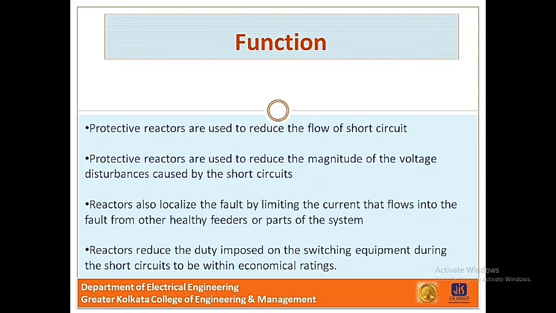So you have an idea about what the functions of current limiting reactors are. Current limiting reactors reduce the flow of short circuit current, reduce the magnitude of the voltage disturbances caused by short circuits, limit the current that flows into a fault from other healthy feeders or parts of the system, and also reduce the duty imposed on the switching equipment during the short circuit to be within economical rating.